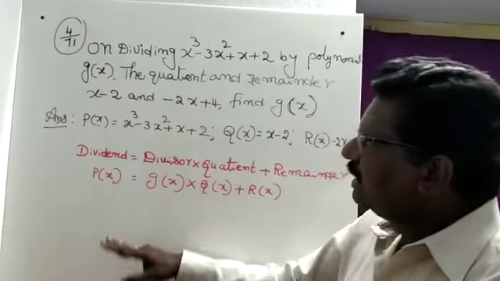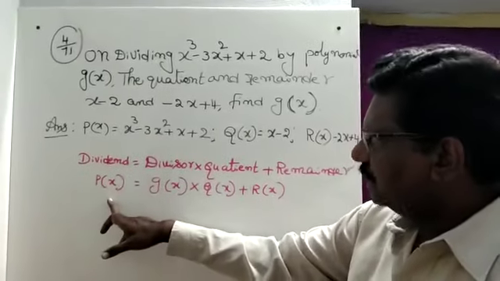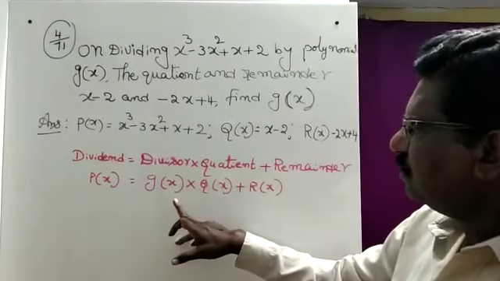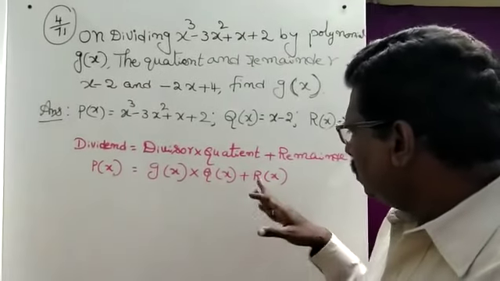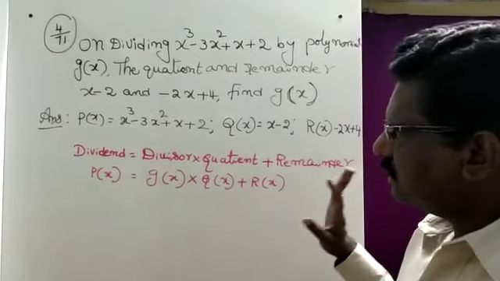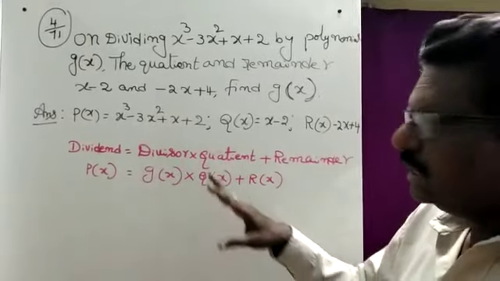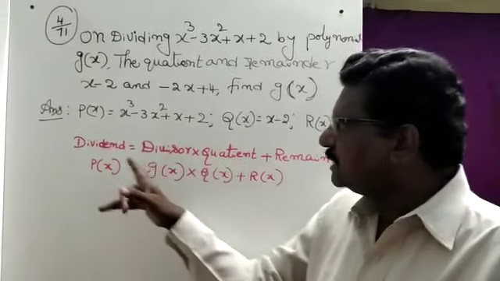So here dividend becomes P of x. Divisor is equal to G of x. Quotient is equal to Q of x, already you know. Plus remainder R of x. So this is the formula in the textbook.